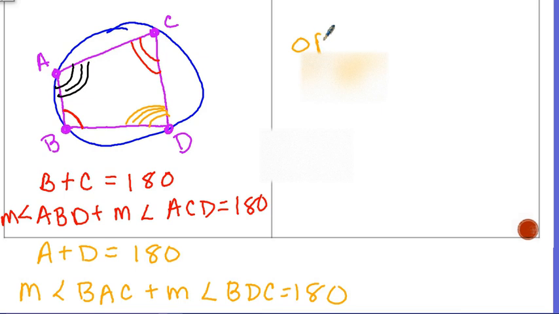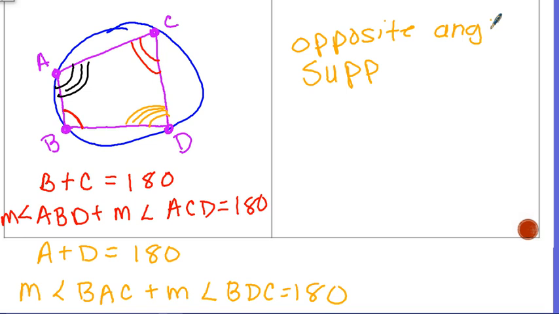So we would say the opposite angles are supplementary. And that means they add to equal 180 degrees. And keyword here, opposite angles.